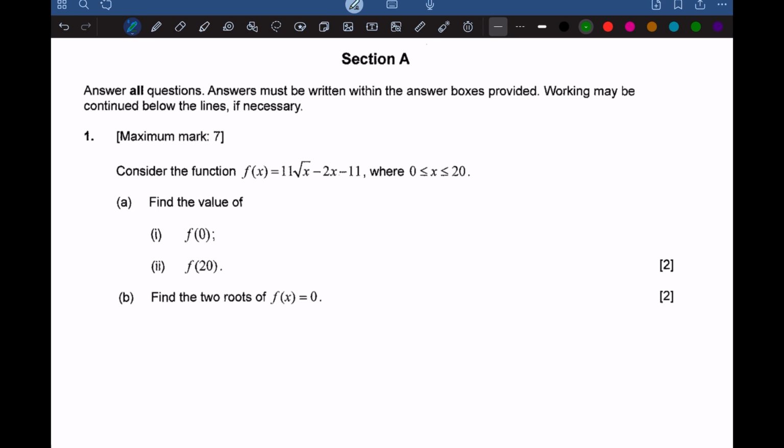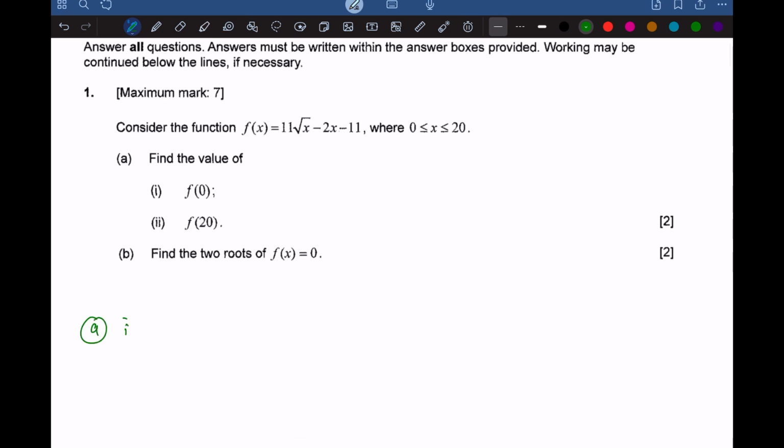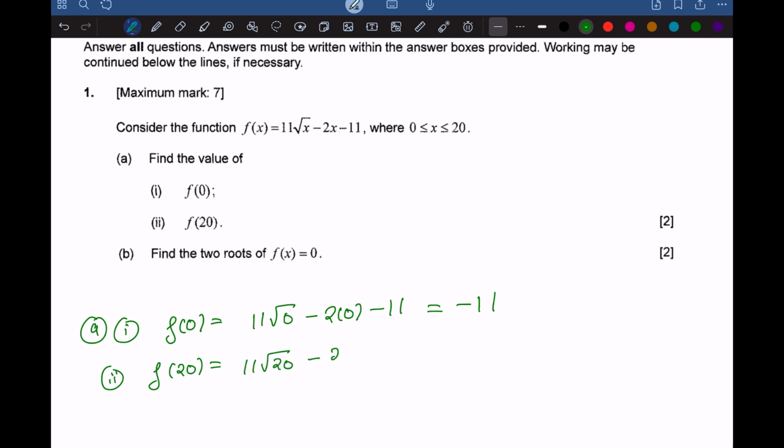So we have to find the value of f of 0 and f of 20, right? f(x) is given. So for part A1, f of 0 will be 11 root 0 minus 2 times 0 minus 11, which is negative 11. Second, we have to find f of 20. f of 20 is 11 root 20 minus 2 times 20 minus 11. Now we have to put it in a calculator. Minus 40 minus 11. This will give you minus 1.81, which is the answer to part 2.